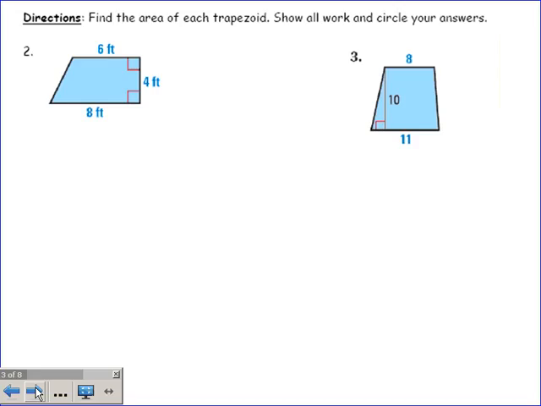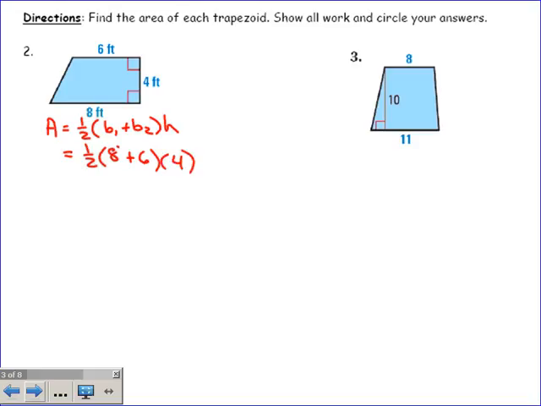Okay. Number 2. Directions. Find the area of each trapezoid. Show all your work and circle the final answers. Connie, what shape is this? You're so smart. What's the area formula for a trapezoid? That's right. Connie, what is base 1? 8? What's base 2? Now, does it matter if you said that the base 1 was 6 and base 2 is 8? Does it matter? No. What's the height? 4.